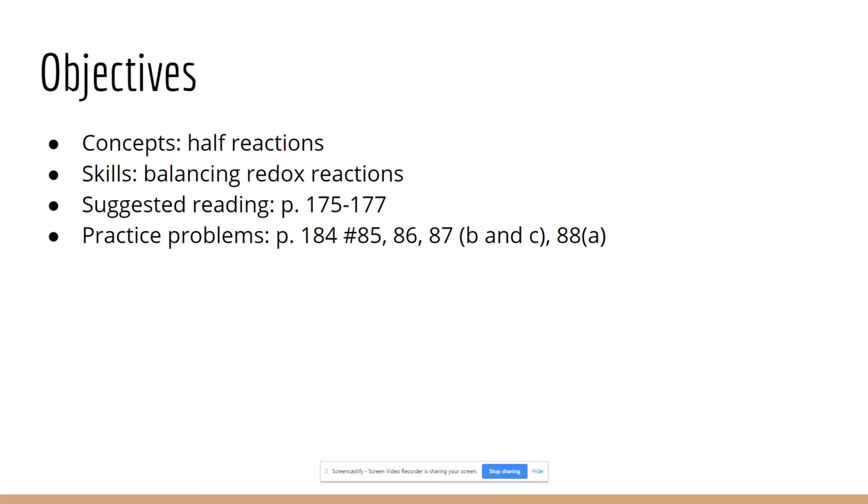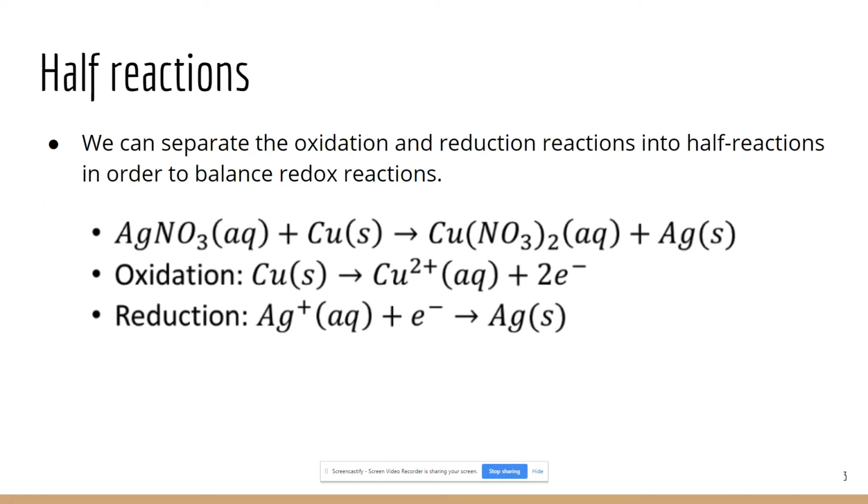Here are our objectives for today's video. Pause here. When we are balancing redox reactions, of course we have to balance the atoms just like we would in any other balancing equation, but you also have to balance the electrons. The way that you do that is by separating the oxidation and the reduction into what's called half reactions, where you have electrons either as products in oxidation or reactants in reduction.